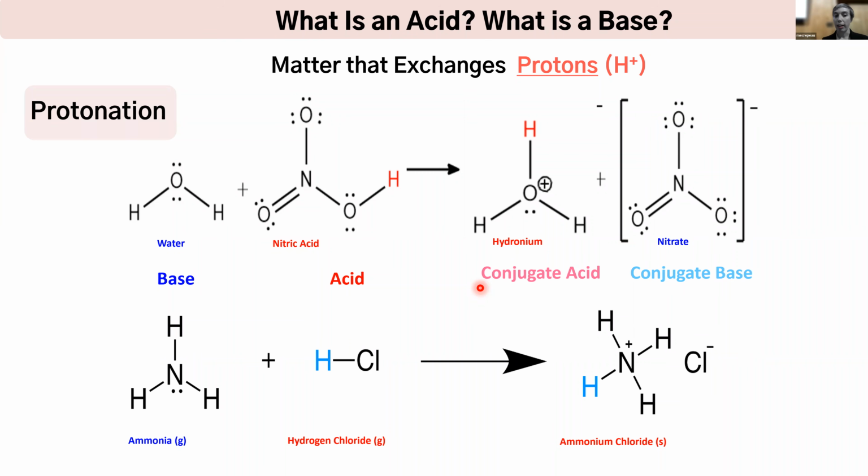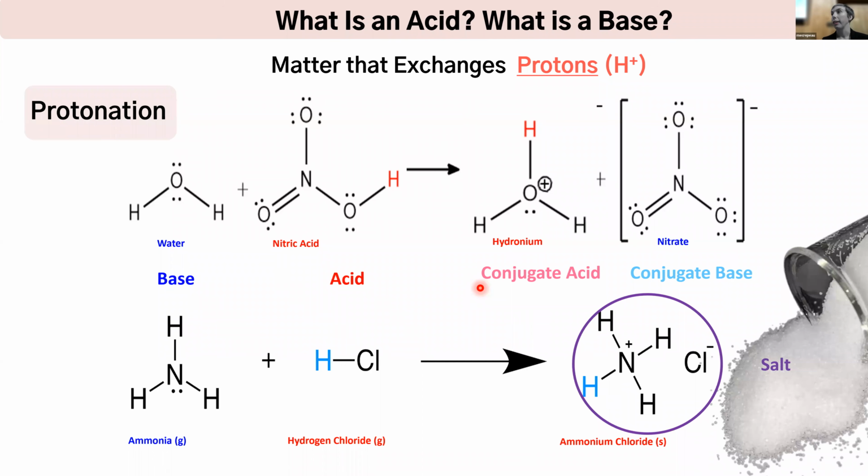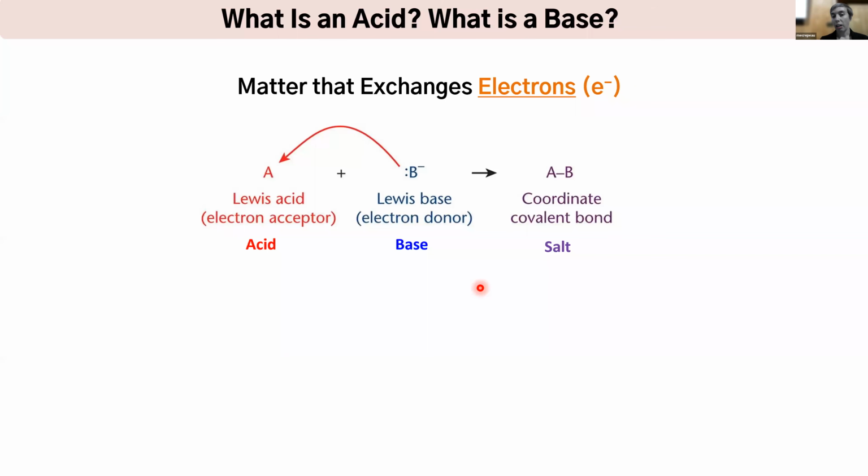This is an example of an acid and a base combining to make something that you might recognize as a salt. So another definition of acids and bases is that they are two substances that, when combined, produce a salt. And the last definition is very specific.